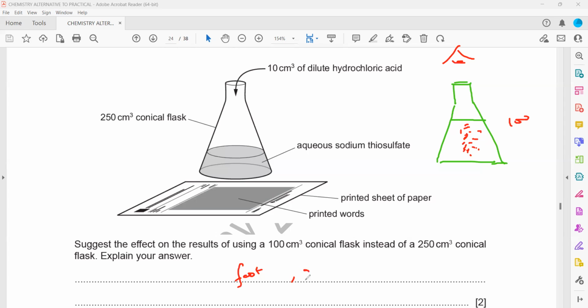And what is the reason for that? Because there is a greater depth of the solution. The solid will form, but in the wider flask it is more spread out, so the thickness is less. But here the thickness of the precipitate will be more, so the cross will appear to disappear quickly.